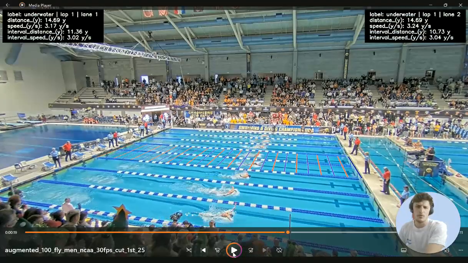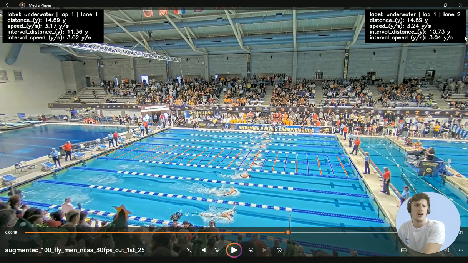We're moving on to the underwater part. Let's hit the pause here. Our guy in lane number 5 did an overall distance from the beginning of the race of 14.69 yards at an average speed of 3.17 yards per second. His interval distance and interval speed, which are referring to the underwater portion, is 11.36 yards at 3.02 yards per second.